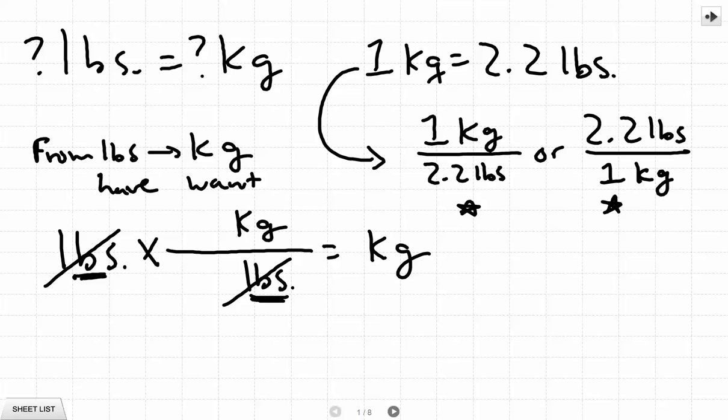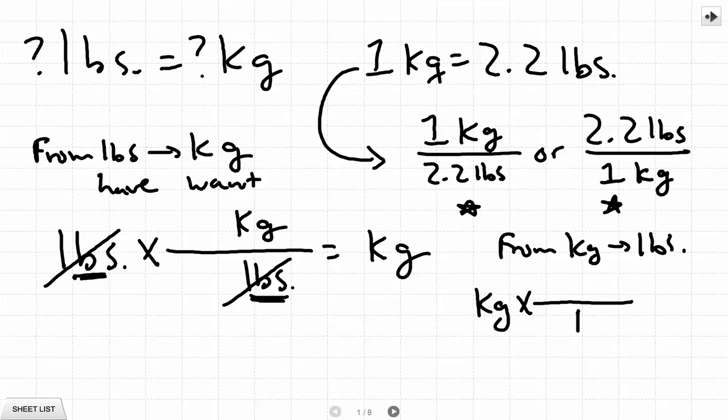If I wanted to go from kilograms to pounds, I would simply use the ratio in the other form. So if I wanted to go from kilograms to pounds, so I'm starting with kilograms, I now want to multiply by a ratio which has kilograms in the denominator and pounds in the numerator. So kilograms cancels with kilograms, and I end up with pounds. And then everything else is just multiplication. So let's try one for practice.